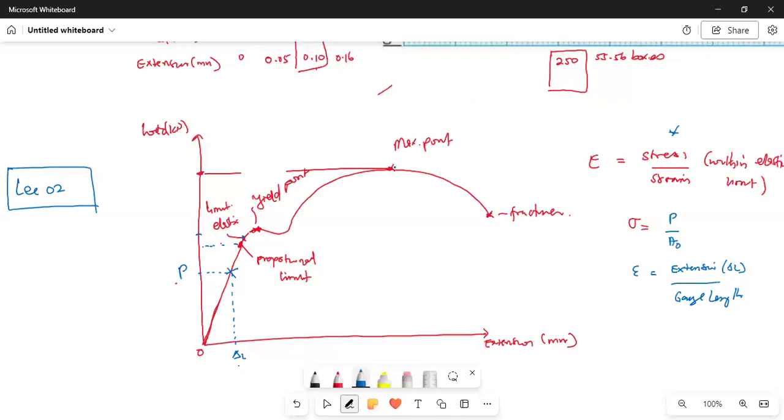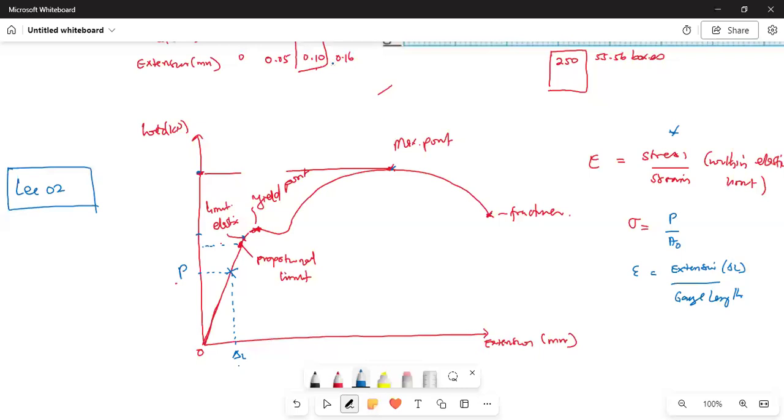If it's your maximum stress or ultimate stress, the highest point, as you trace here, use this load divided by the original area, then you get the stress at the maximum point.